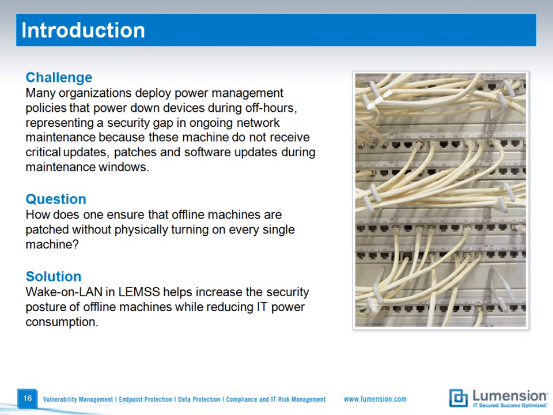Many organizations deploy power management policies that power down devices during off hours. Machines may also be offline for other reasons. As a result, offline machines represent a security gap in ongoing network maintenance because they do not receive critical updates, patches, and software updates during maintenance windows. So, Russ, how does one ensure that offline machines are patched without physically turning on every single machine?